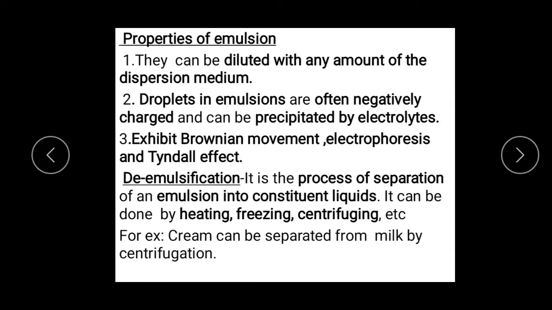Properties of emulsion: they can be diluted with any amount of dispersion medium. Droplets in emulsions are often negatively charged and can be precipitated by electrolytes. They exhibit Brownian motion, electrophoresis and Tyndall effect. Now we have a new term here, de-emulsification. The word is the opposite, the reverse of emulsion. So it is de-emulsification. It is the process of separation of an emulsion into constituent liquids. And what are the methods we use for de-emulsification? Heating, freezing, centrifuging. And the best example is cream separated from milk by centrifugation.